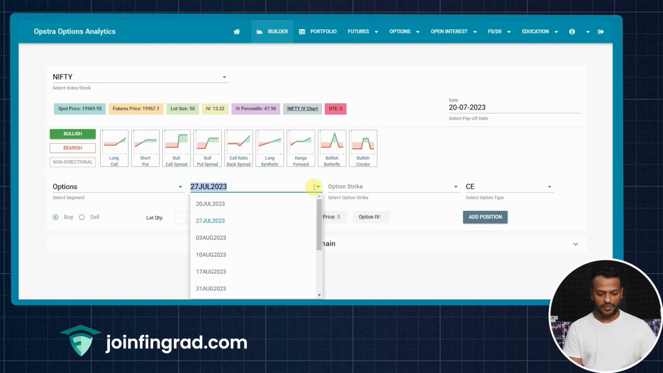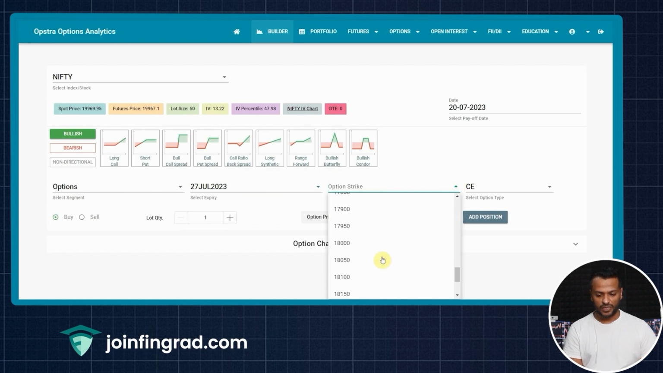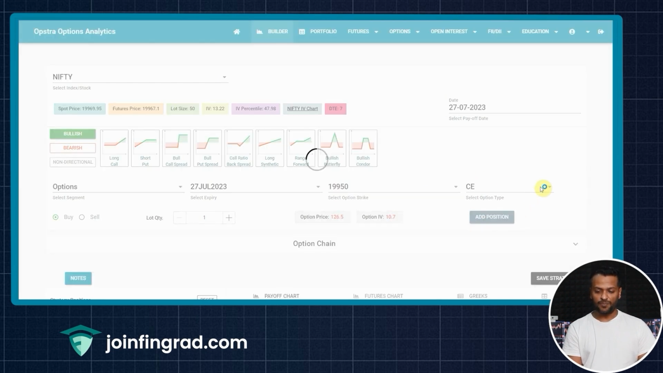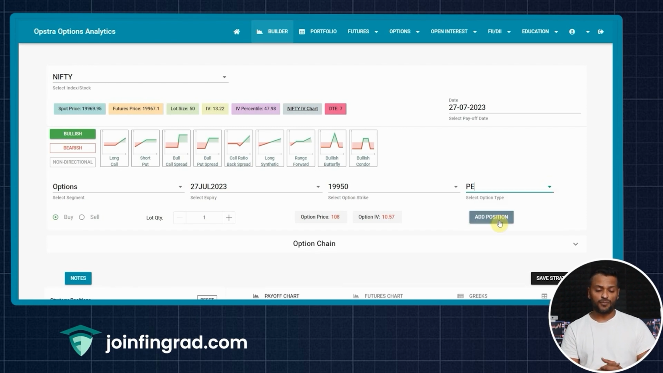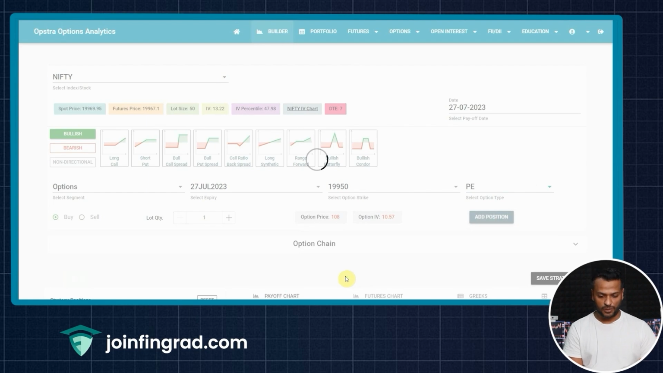We'll take this month's expiry, that is the 27th. And we'll choose the strike of, say, 19,950, as we have found that to be at the money. And so we buy one call option and again we buy one put option. I'm talking from the perspective of buying a straddle, and we have added the position.